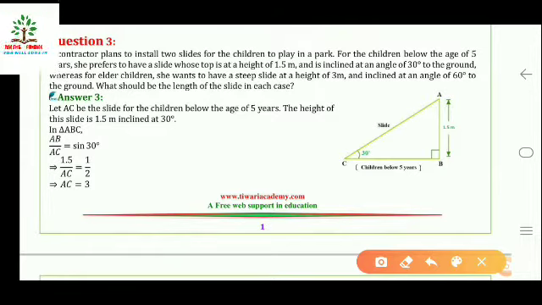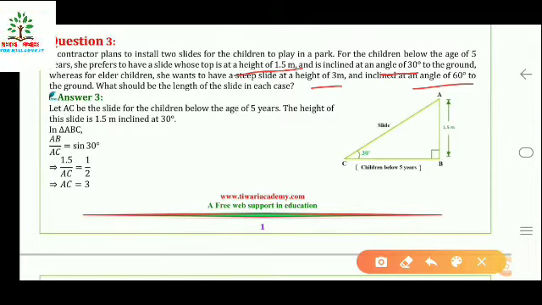For the children below the age of 5 years, she preferred to have a slide whose top is at the height of 1.5 meter and is inclined at an angle of 30 degree to the ground, whereas for the elder children, she wants to have a steep slide of height 3 meter and inclination of 60 degree. So it means 2 things are given here.